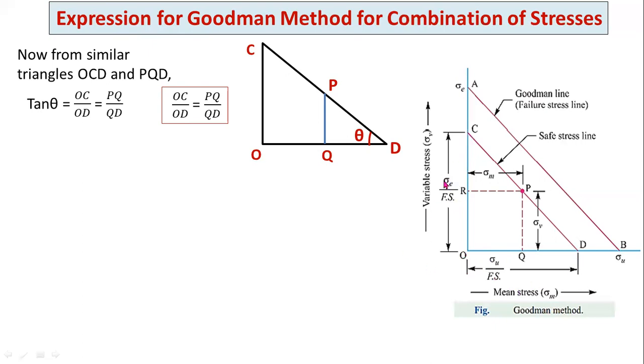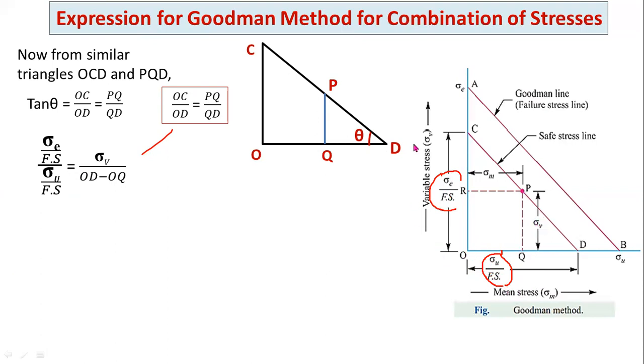OC equal to sigma E by Fs and OD equal to sigma U by Fs. You have to substitute these two values in this equation: sigma E by Fs equal to OC and sigma U by Fs equal to OD. Then you have to substitute the value of PQ. Here PQ, from here to here, the height of PQ equal to sigma V.